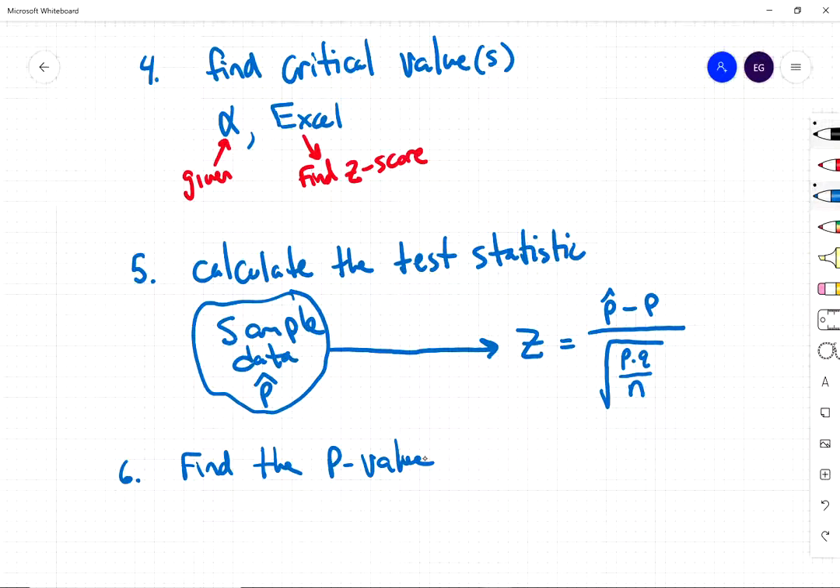Now the p-value, or probability value, is the likelihood or the probability of making a type 1 error, rejecting the null hypothesis when you're not supposed to. So this p-value, it's associated with the test statistic. So you have to find the test statistic first. You need that z-score. And then you find the p-value.